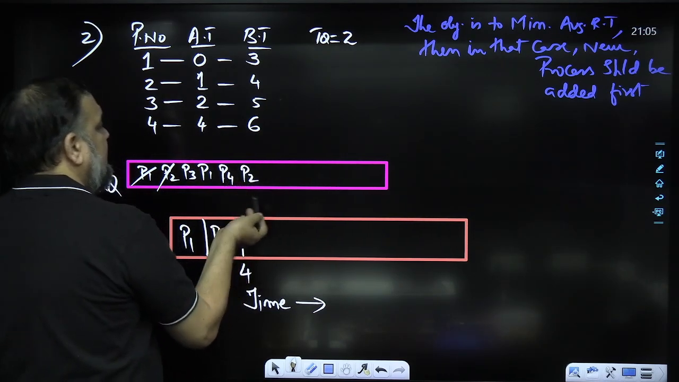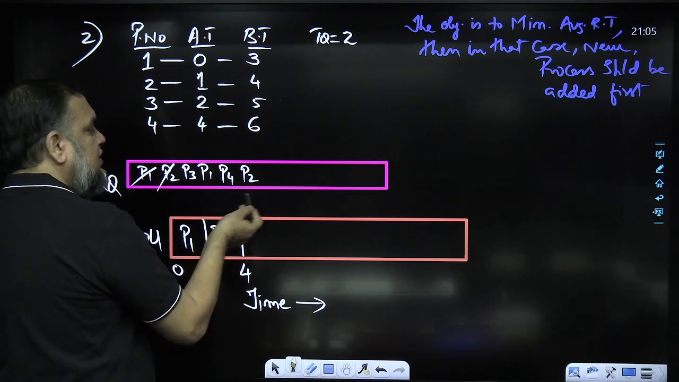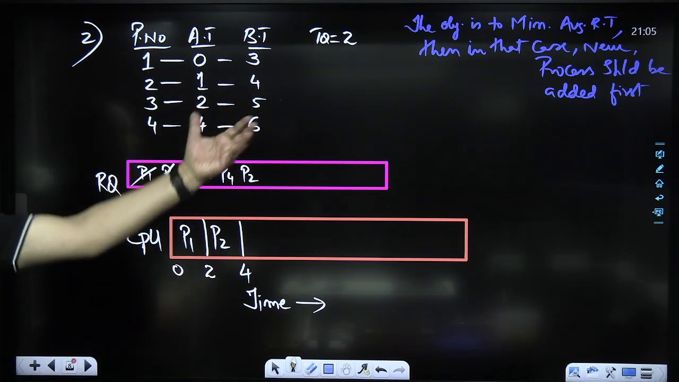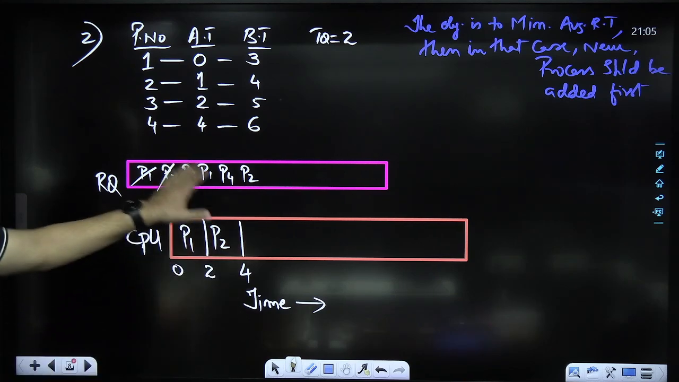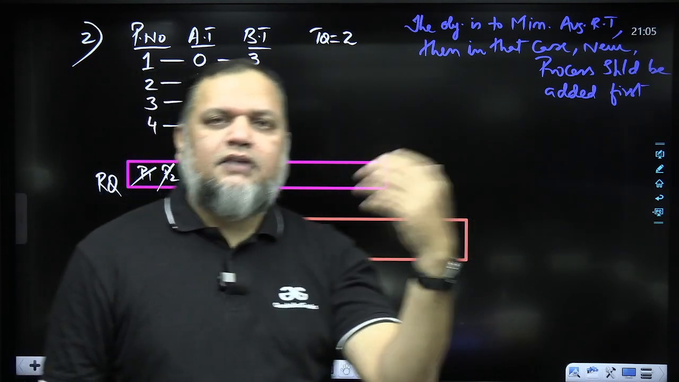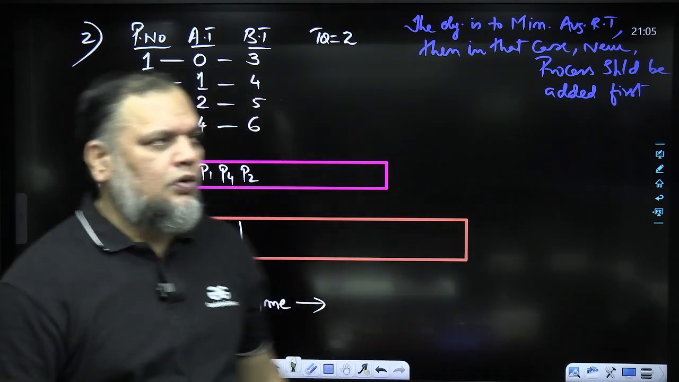The point is, as I repeatedly say, in some cases the authors will add P2 then P4, but I follow this approach. Why? To minimize the average response time. This will minimize it because P2 has already got a chance to run for 2 units, so we will give the chance to the new process. That is the basic ideology.